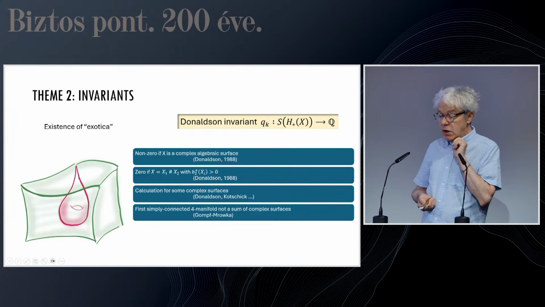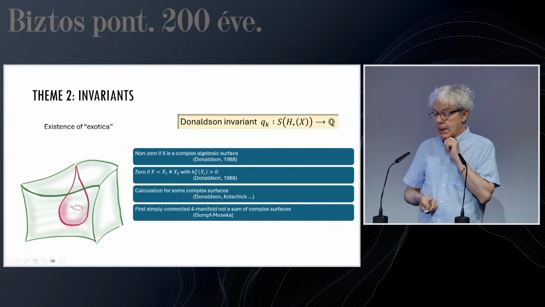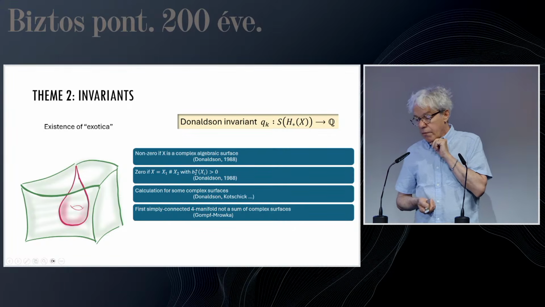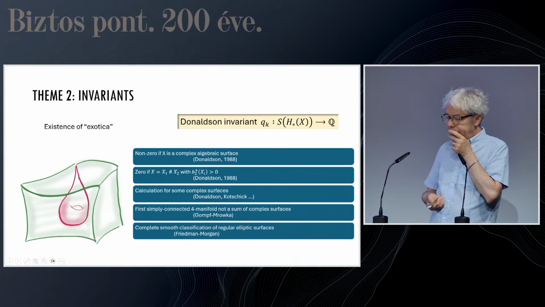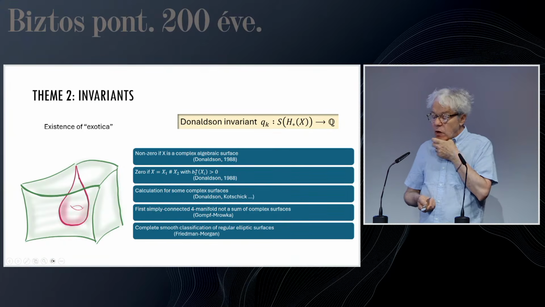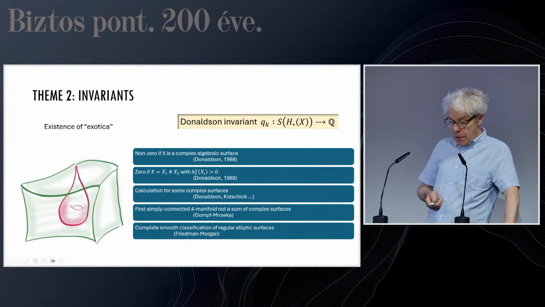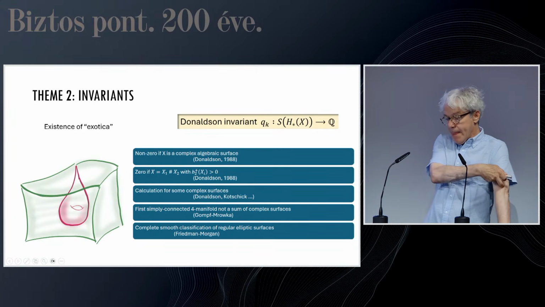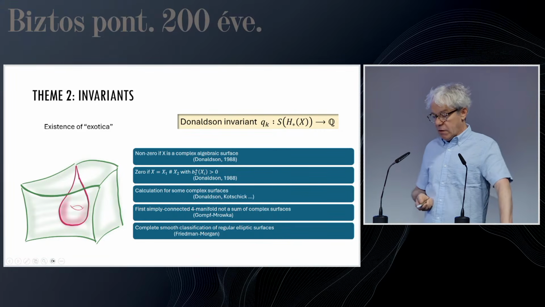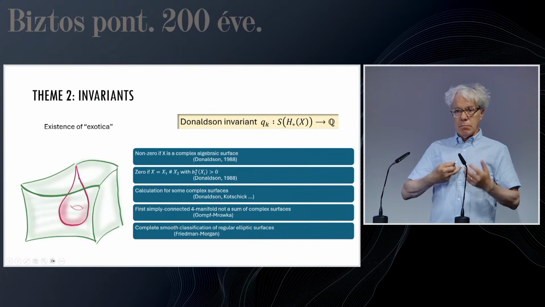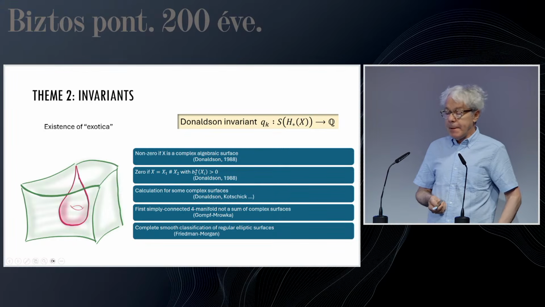Calculations of Donaldson invariants in a non-complex algebraic setting were done by Gompf and Mrowka. The Donaldson invariants were strong enough to completely classify smoothly the regular elliptic surfaces. There are people who contributed to this along the way. Friedman and Morgan get the credit for writing an expository book which tells us the complete story there.